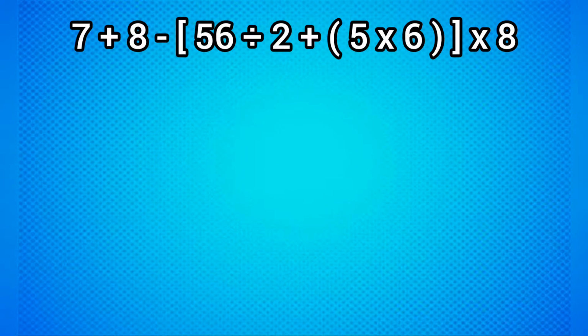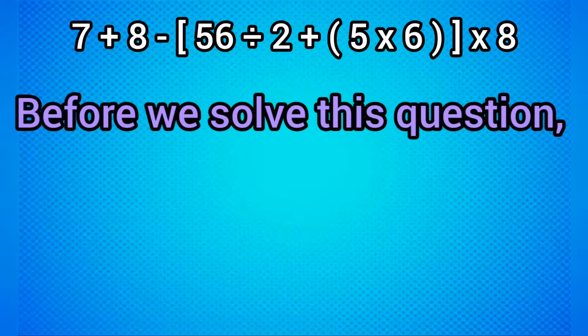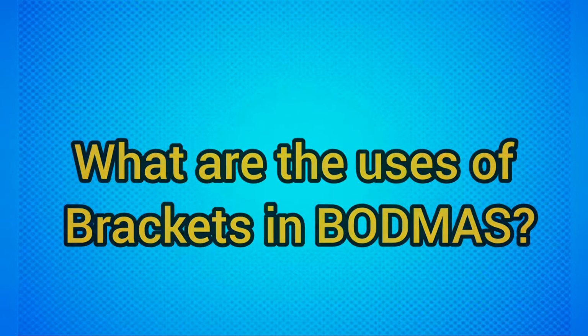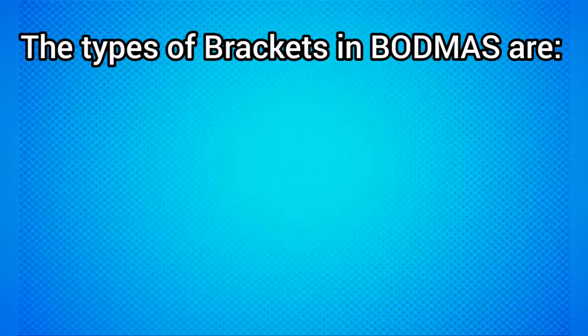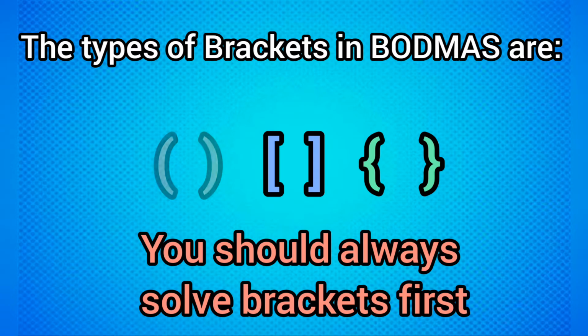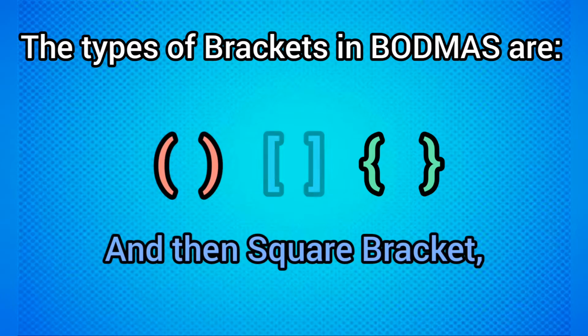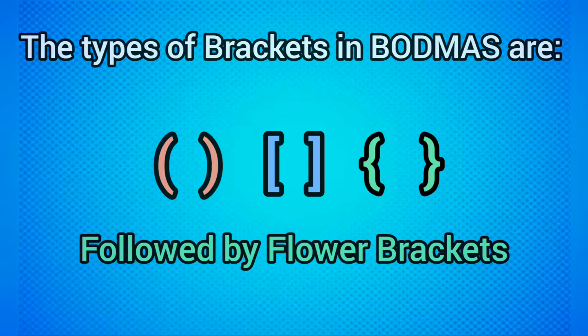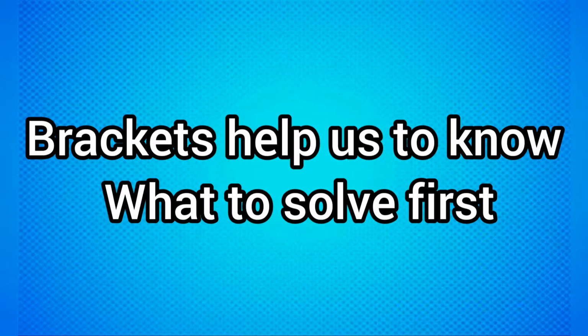Here's a big one. 7 plus 8 minus, open the square brackets, 56 divided by 2 plus, open the brackets, 5 into 6, close the brackets, then the square brackets into 8. Before we solve this question, here is something to learn. What are the uses of brackets in BODMAS? The types of brackets in BODMAS are brackets, square brackets and flower brackets. You should always solve brackets first and then square brackets followed by flower brackets. Brackets help us to know what to solve first.